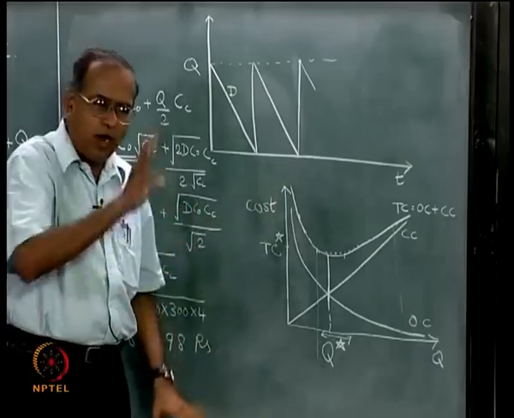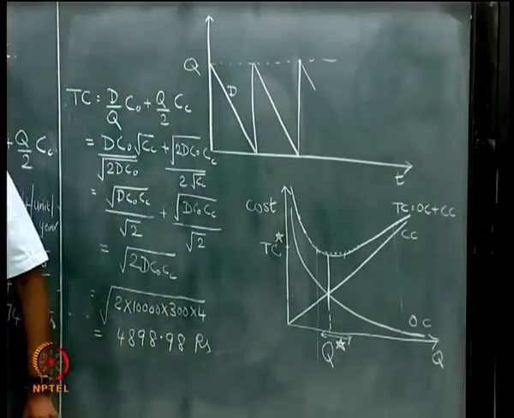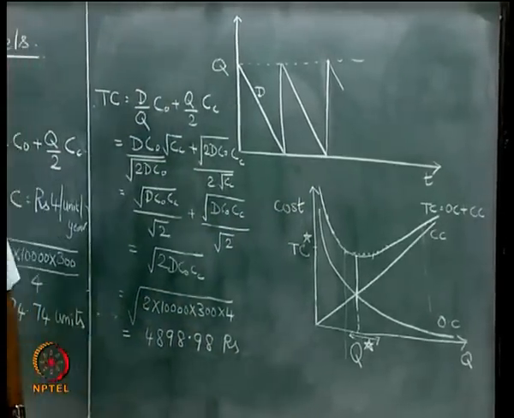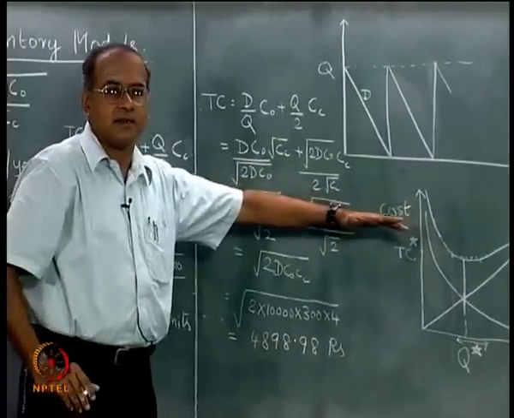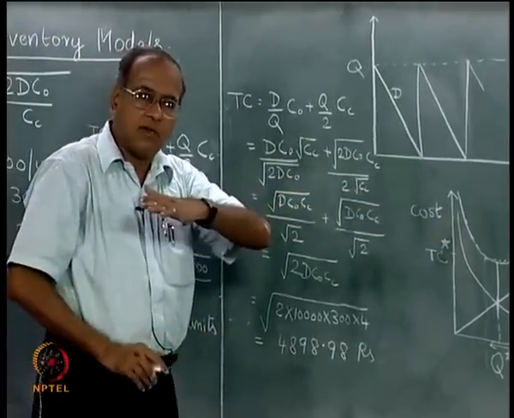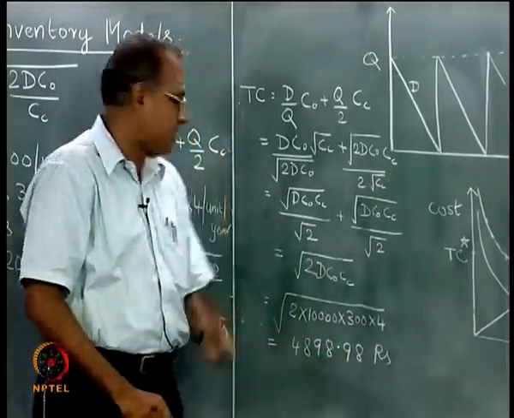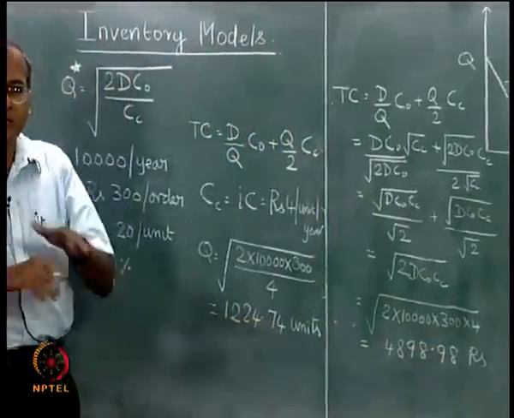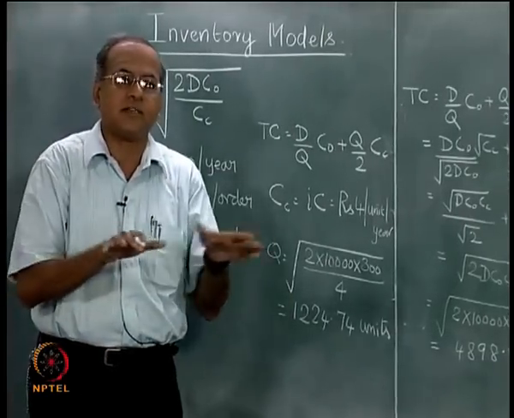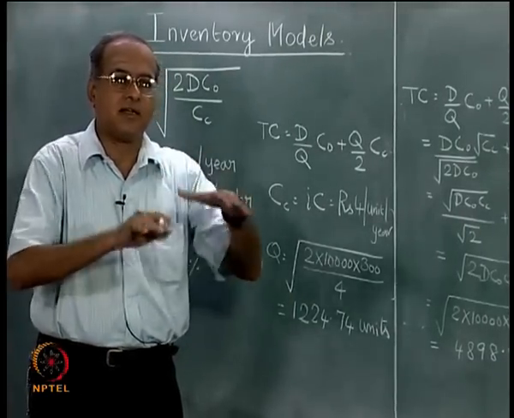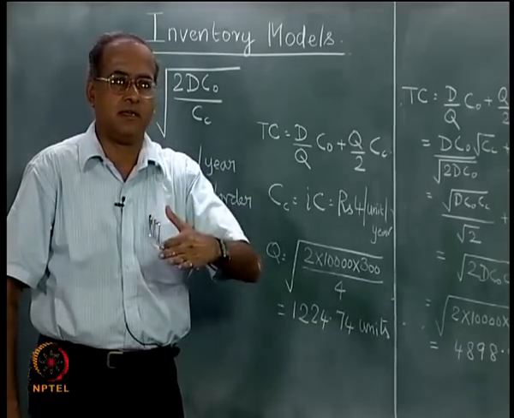So one of the important lessons from the economic order quantity formula is the realization that it is very flat at the minimum, and therefore one need not worry about the decimal or the fraction coming in here. One can conveniently round it off to the nearest 100 and still not incur a significantly high cost.